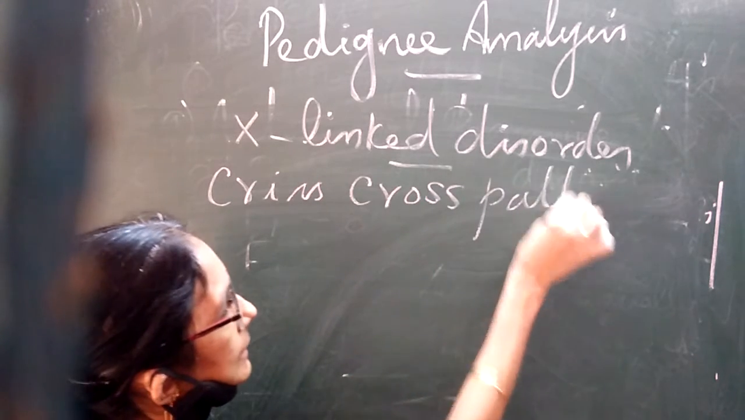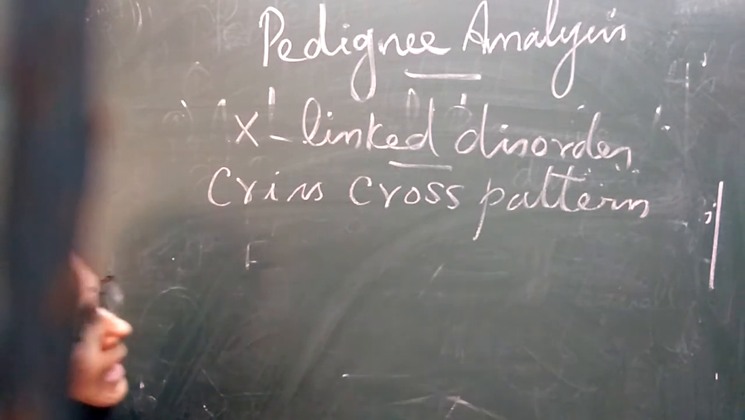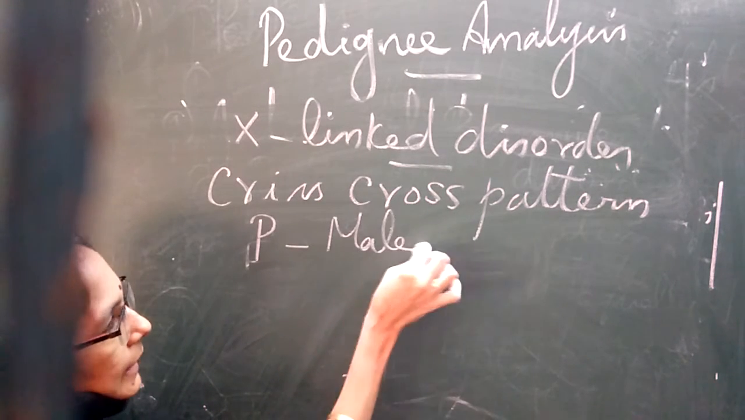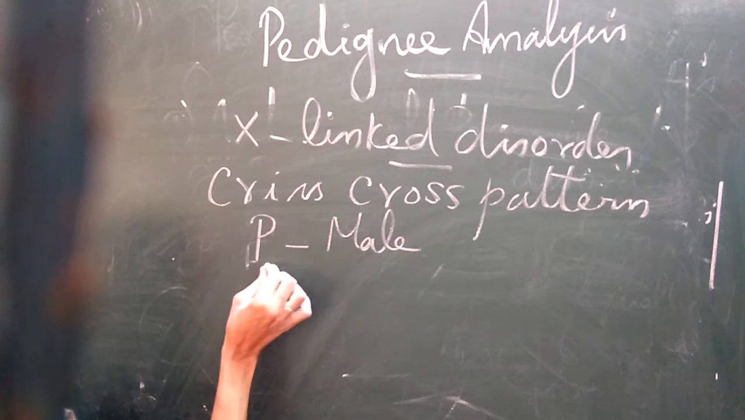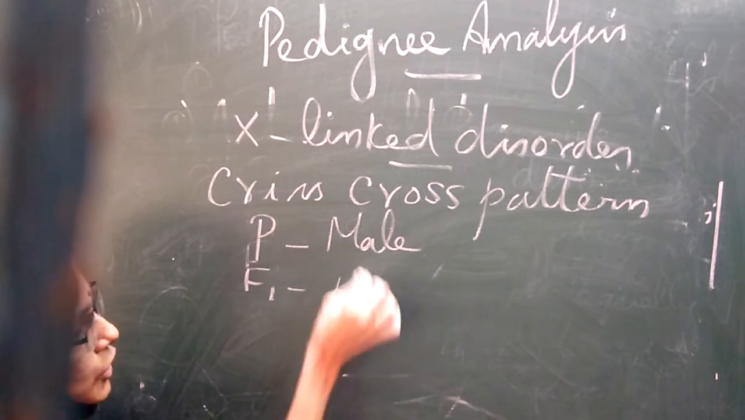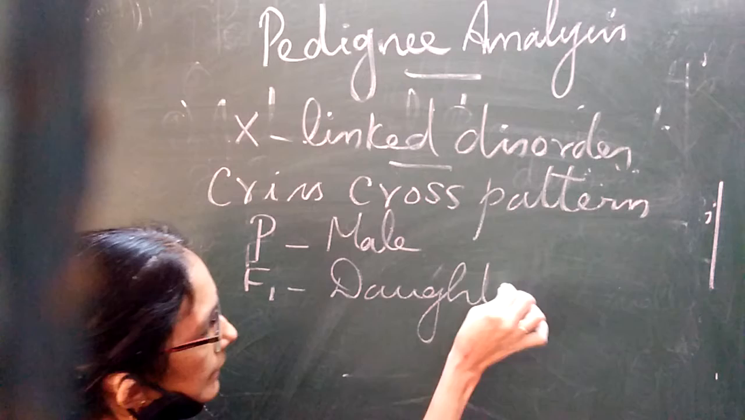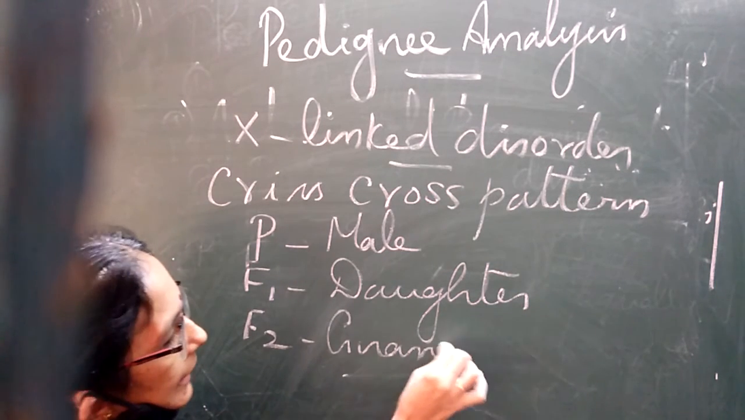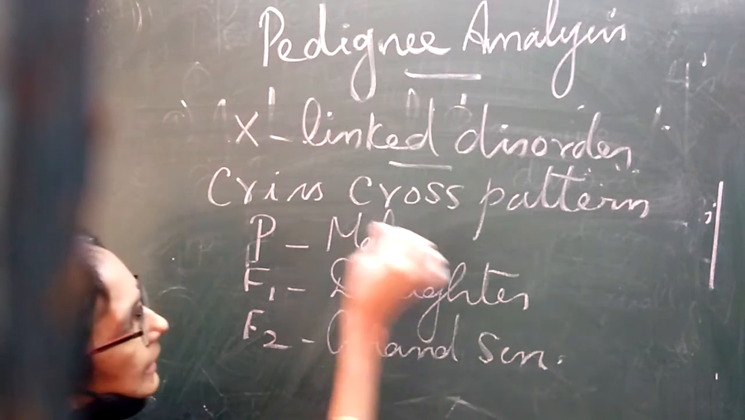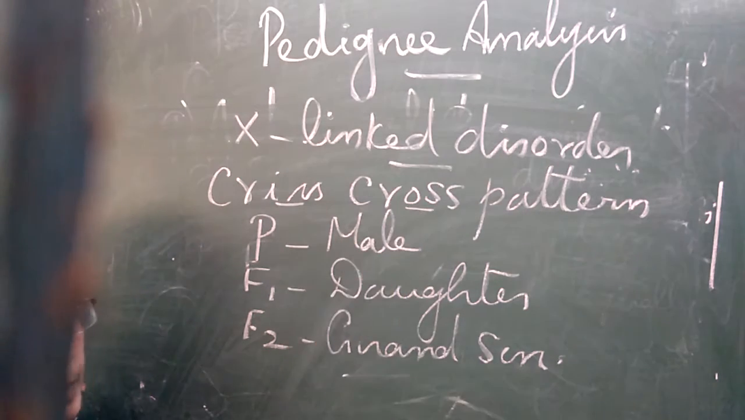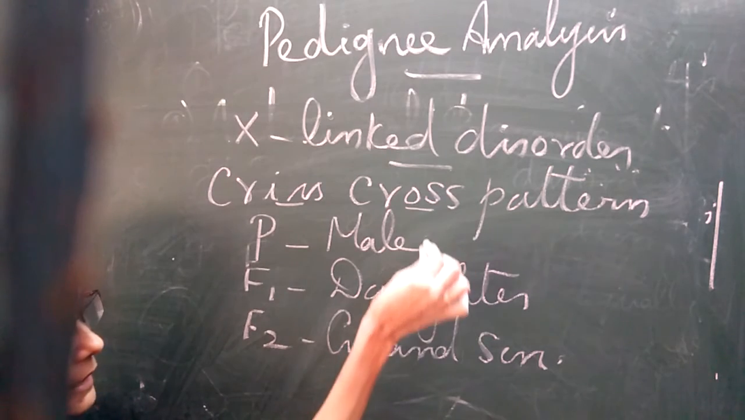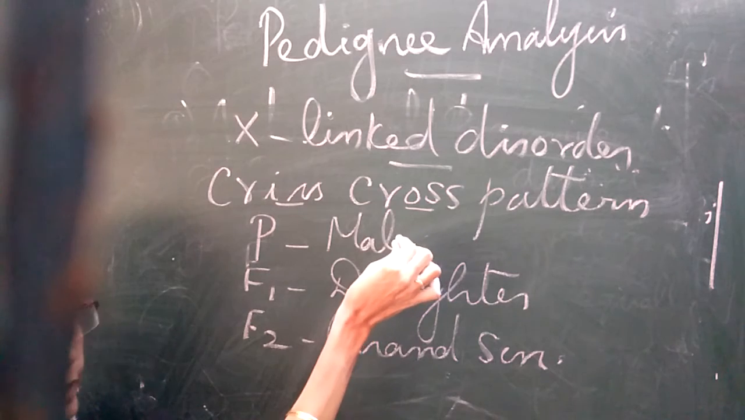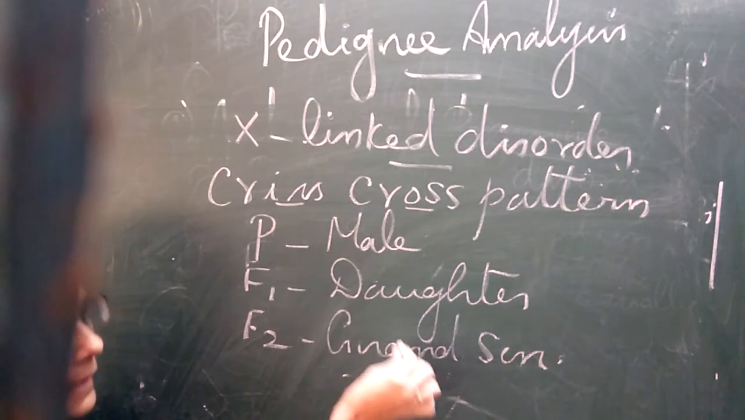So what is criss-cross pattern? Criss-cross pattern means in the parental generation, who is affected? Male is affected. Then in the F1 generation, daughter will be affected. Then in the F2 generation, grandson is affected. This pattern is called a criss-cross pattern. Parental generation male, F1 generation female, F2 generation again male. So it is moving from one sex to another.